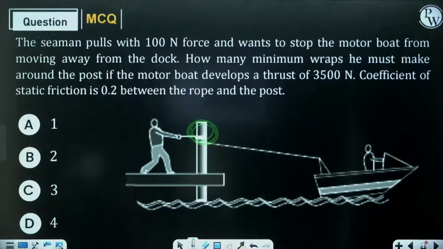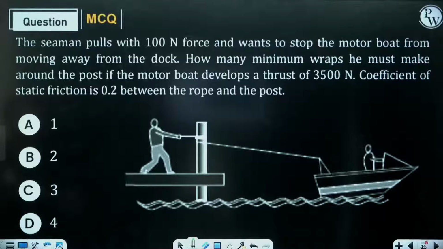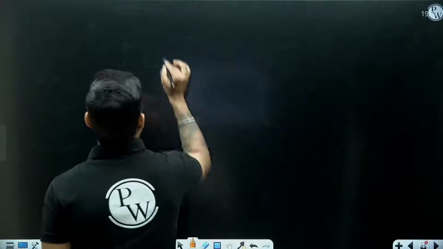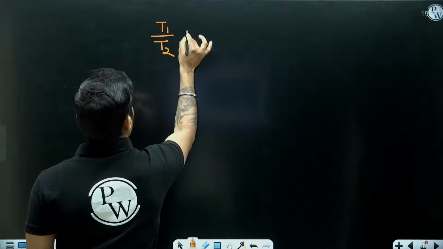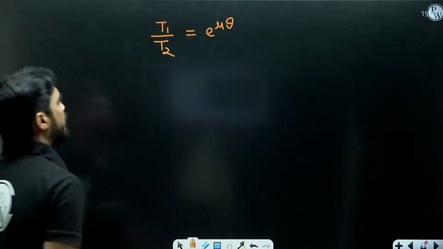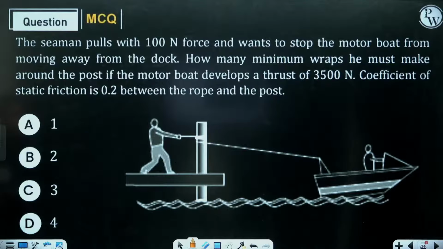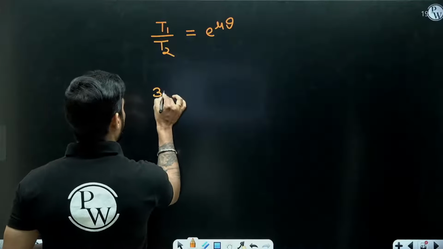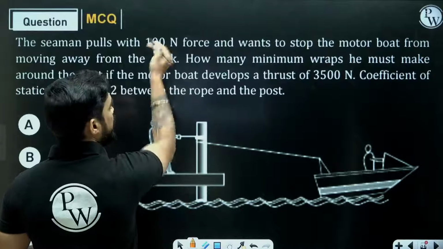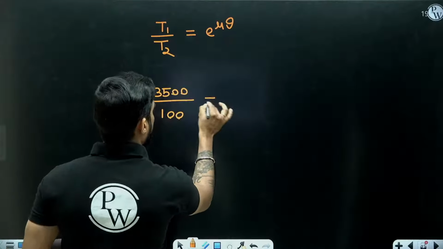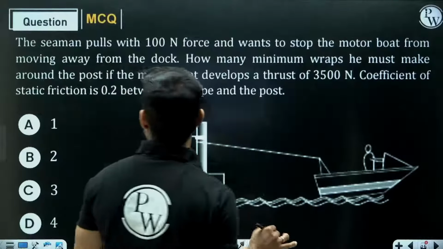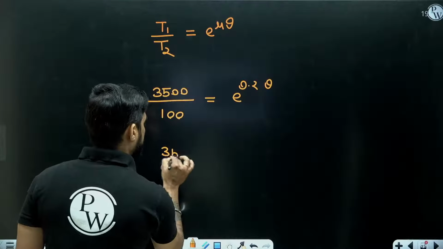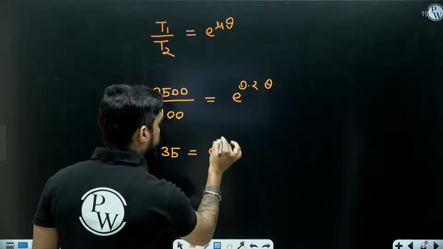Okay. In order to find how many times he needs to wound this rope, we need to find the value of theta. Okay, so we will use this equation: T1 by T2 equals e to the power mu theta. What is the value of T1 now? Maximum tension, obviously it is this 3500 Newton, right? What is minimum tension? Obviously it is this 100 Newton, equal to e to the power mu. What is the value of mu? 0.2 into theta. Okay, so this will become 35 equal to e to the power 0.2 theta.